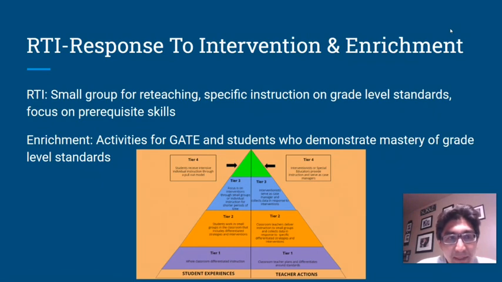Enrichment is a program to reach students who are performing at a high level and also to address the needs of our GATE students. Our plan for enrichment is to provide extension activities and challenging projects for those particular students to give them opportunity to make the most of their learning.